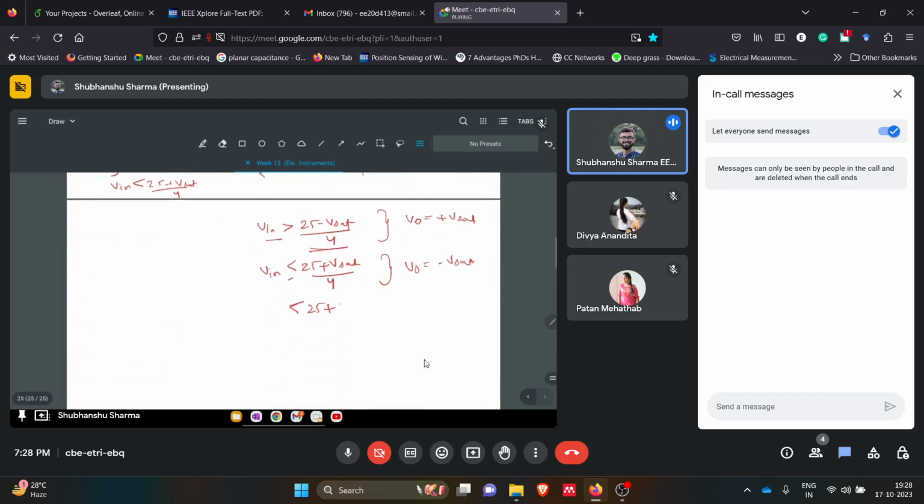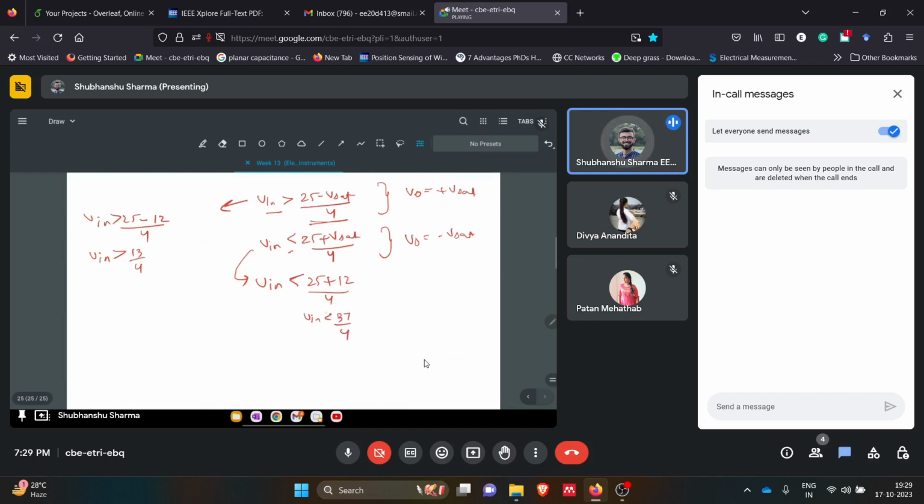So that means V in is greater than 25 minus 12 by 4, so we will get 13 by 4. And this is V in less than 25 plus 12, that is 37 by 4. So we have these two limits. One is this limit, another one is this limit.